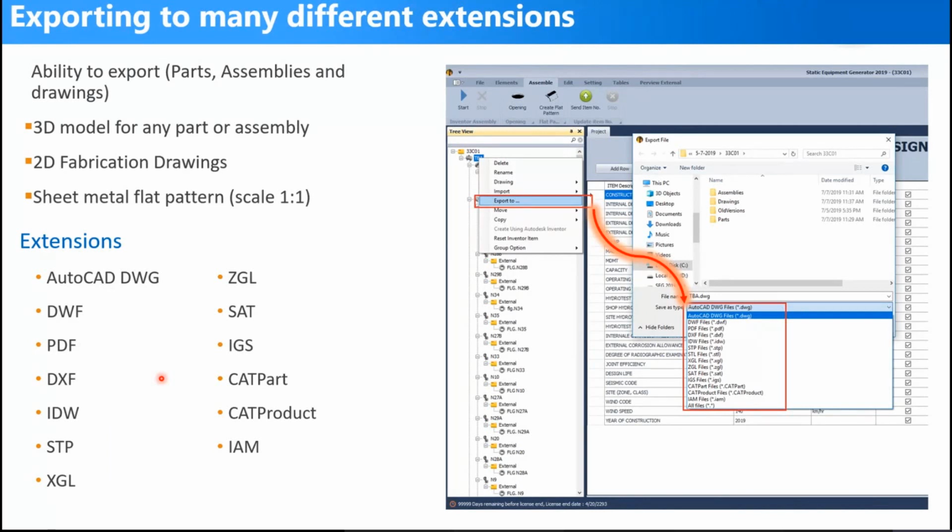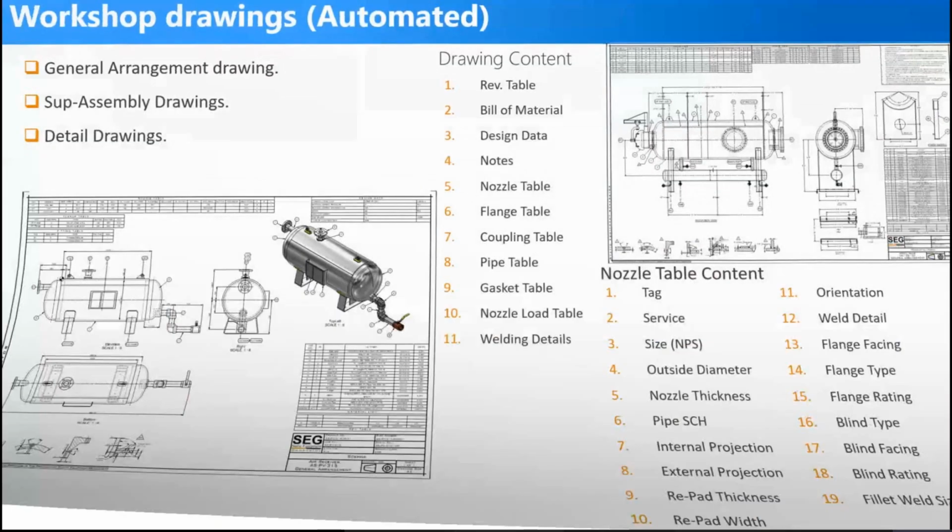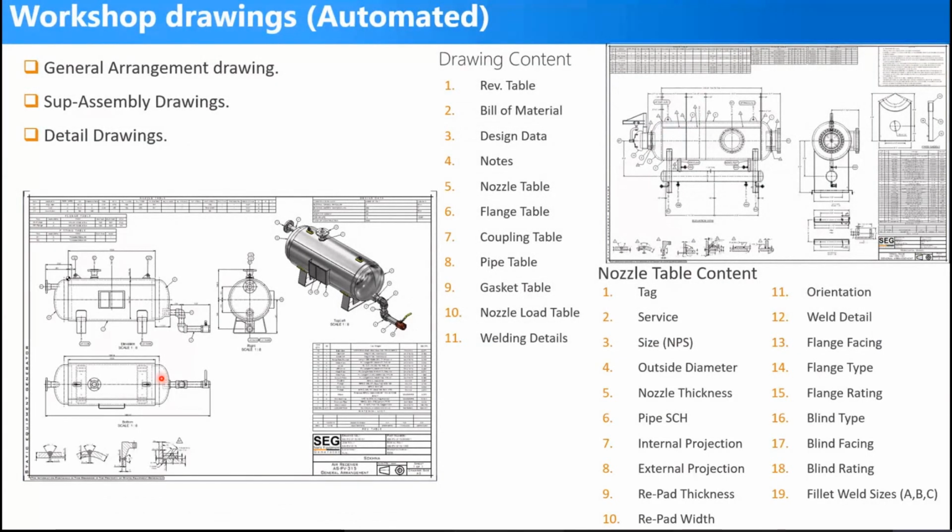By using SEG software, you can generate the general arrangement drawing for the equipment, or the sub-assemblies, or details, or parts. And in the drawing, you can include a lot of tables, like the bill of material table, design data, notes, nozzle table, flange table, and many other tables. For example, the nozzle table includes nozzle tag, nozzle surface, nozzle size, the nozzle outside diameter, and many other information.